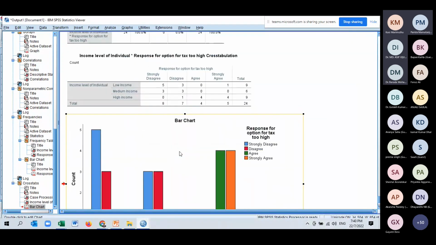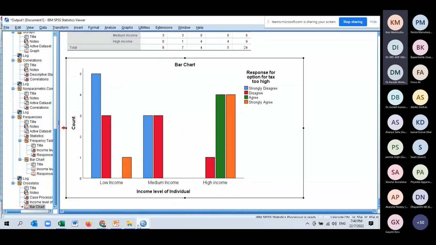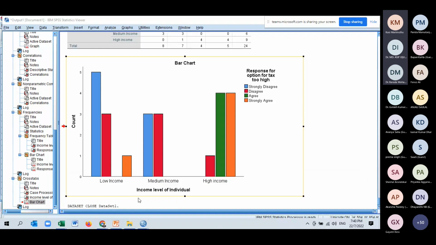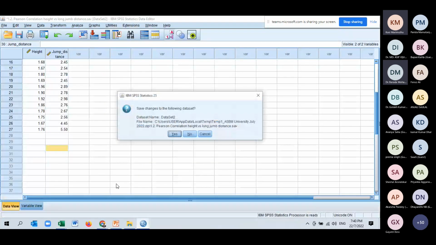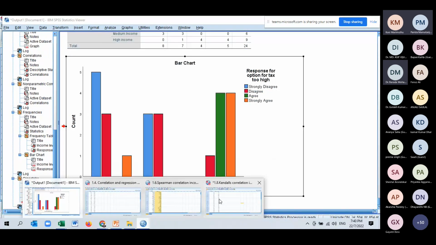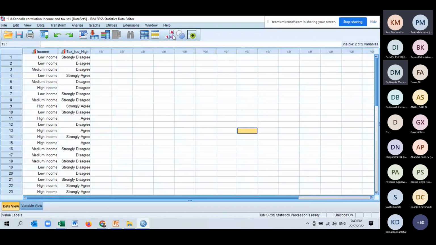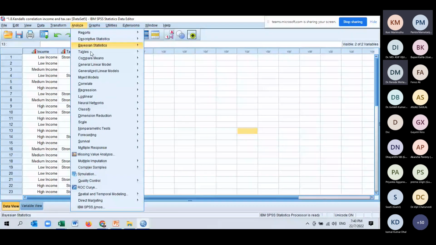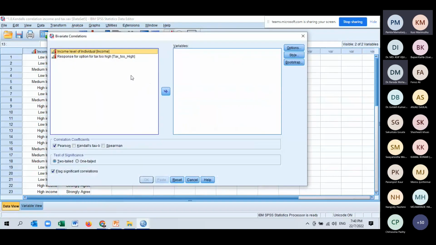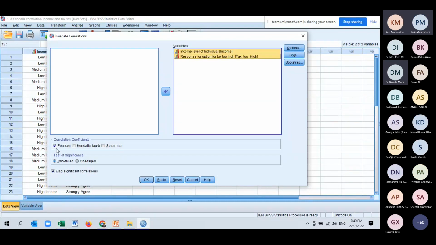Shall we run Kendall's tau for this data? Yes, sir. Both are ordinal: low income, medium income, high income, and strongly disagree to strongly agree. Go to analyze, correlate, bivariate. Select both the variables, remove the Pearson, and check only Kendall's tau.